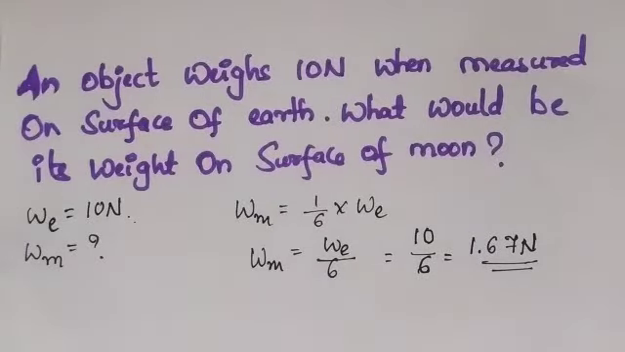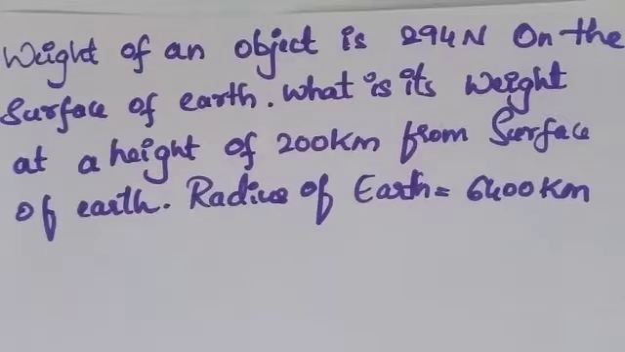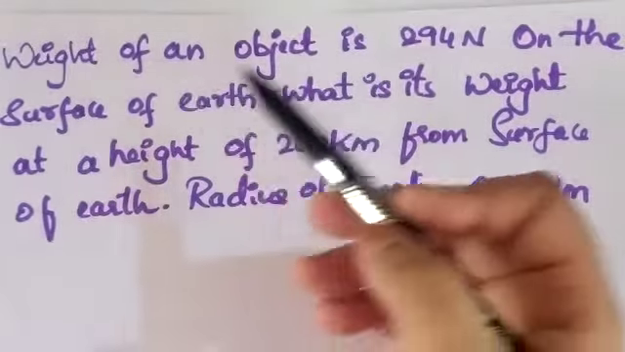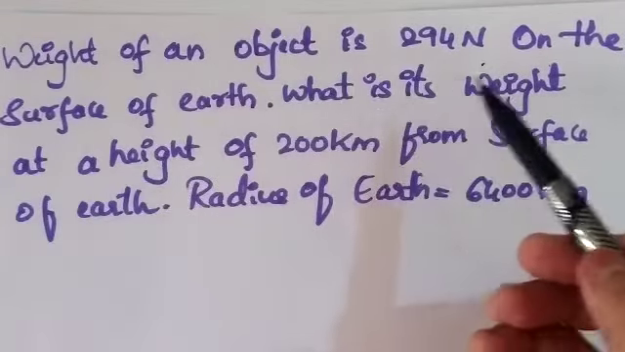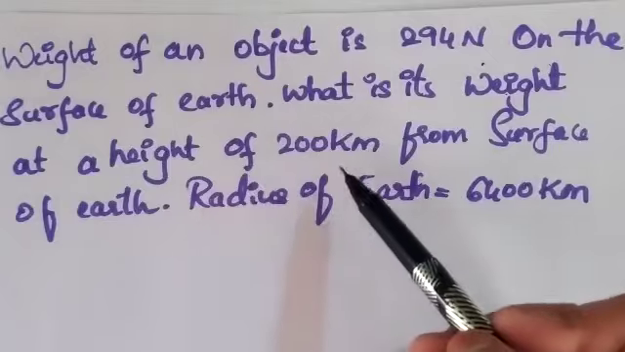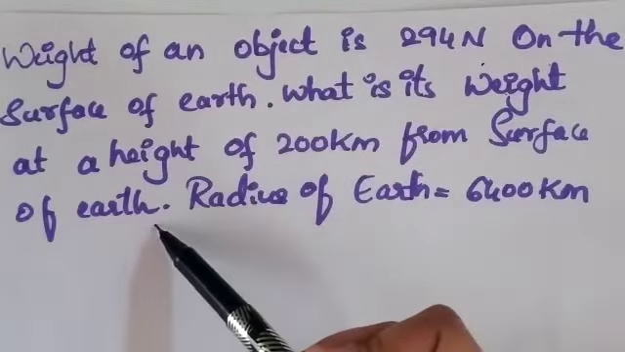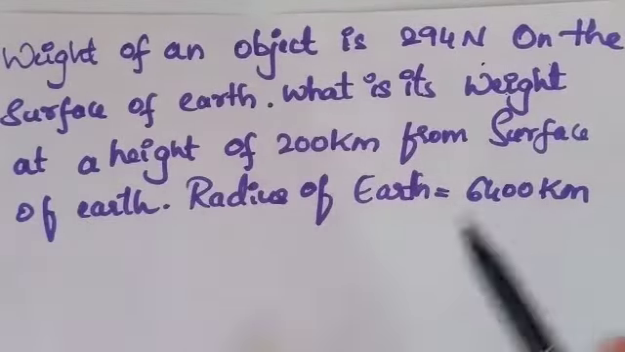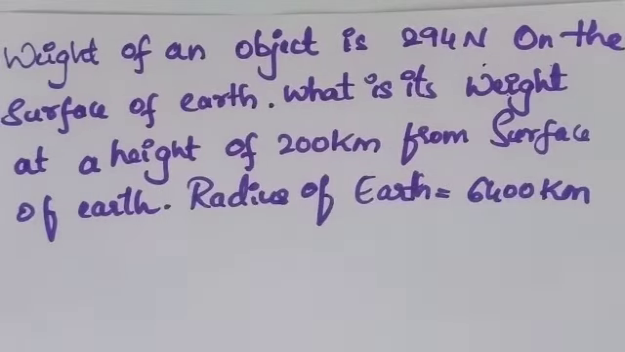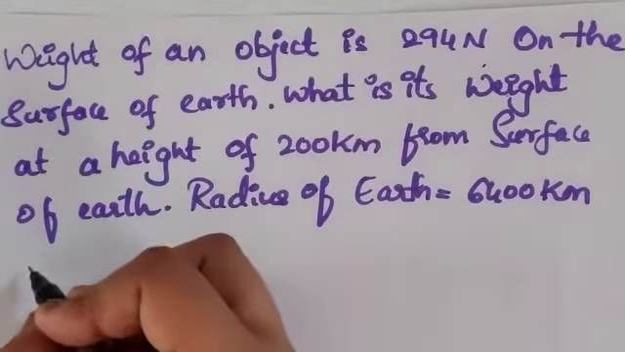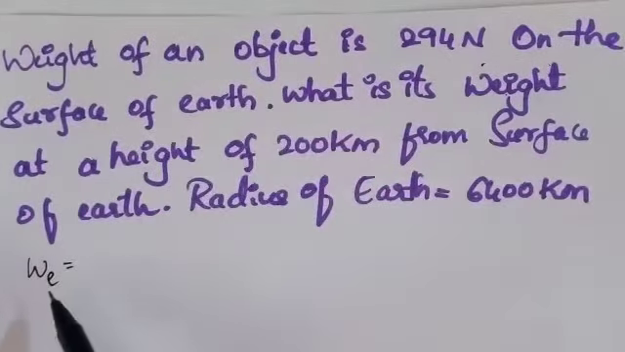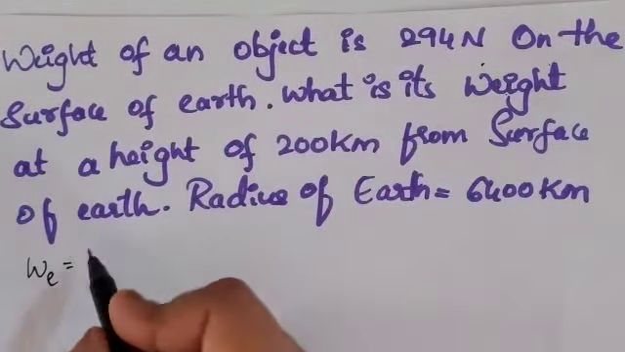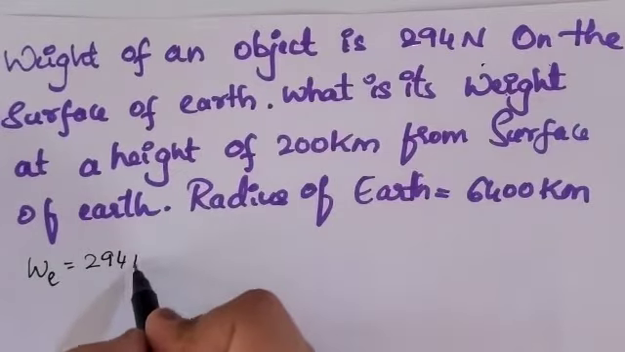Now let's go with the third one. The third question says: the weight of an object is 294 Newton on the surface of the earth. What is its weight at a height of 200 km from the surface of the earth, given the radius of the earth is 6400 km? First let me write what is given here. The weight of an object on the surface of the earth, I can consider as We = 294 Newton.